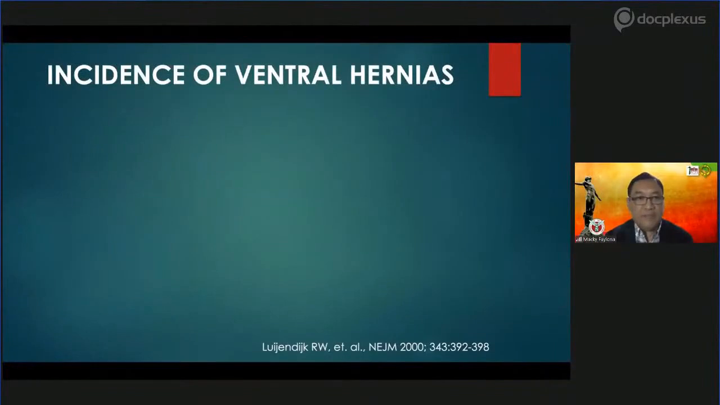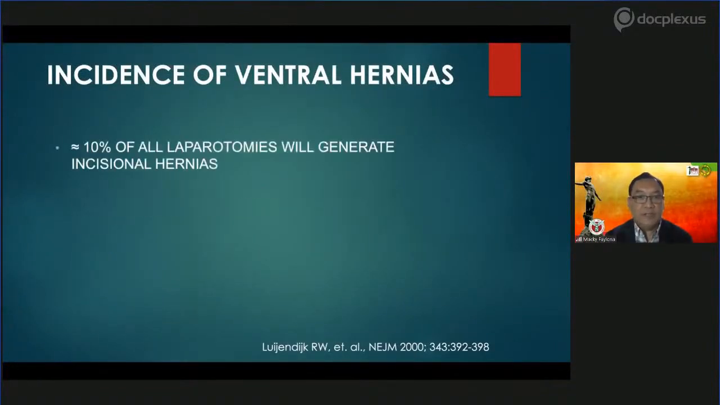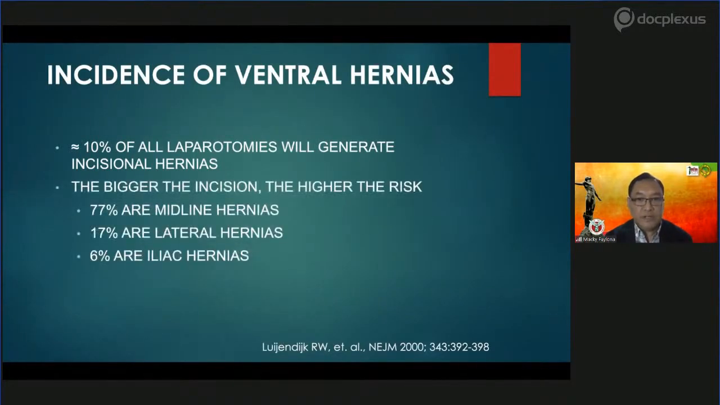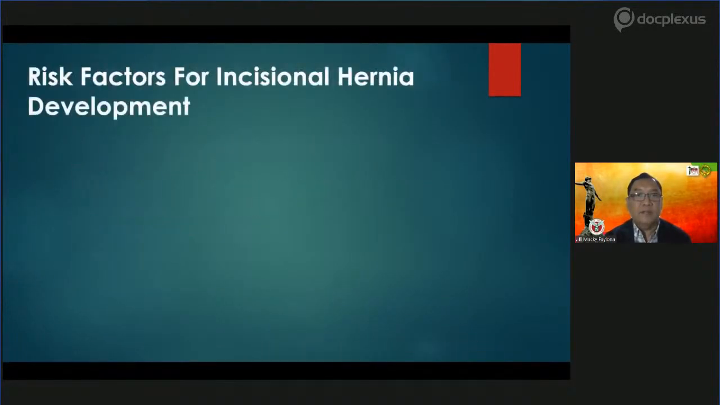So some basics: the incidence of ventral hernias. We all know that 10% of all laparotomies will generate incisional hernias. And of course, the bigger the incision, the higher the risk of having a hernia. 77% of these are midline hernias, some are lateral, and some are iliac hernias.